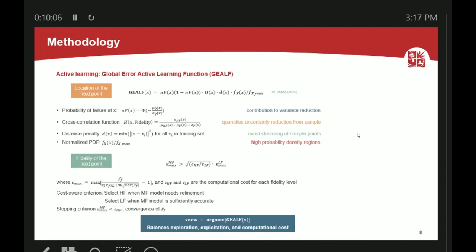Regarding fidelity selection, we have this cost-aware criterion. Basically, what this equation is saying is we are only going to add high fidelity data when the error ratio is not lower than the cost ratio. And once we observe a convergence in the probability of failure, we can stop the algorithm.